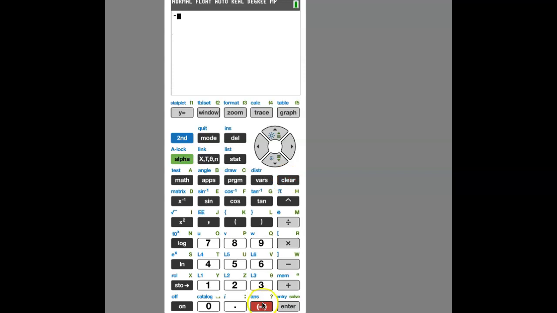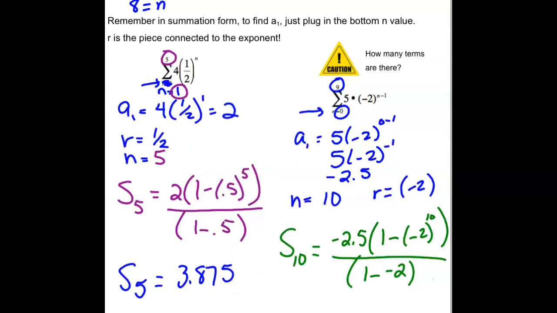All right, let's grab a calculator. We have -2.5 times 1 minus our R value, -2, to the power 10, divided by 1 minus -2. All right, we get 852.5.